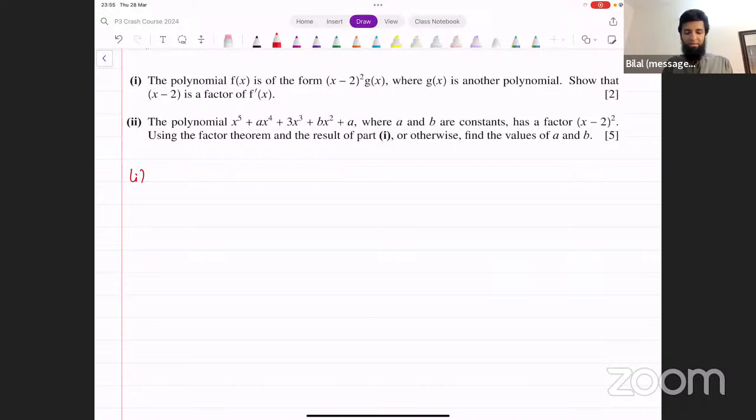The polynomial f of x is of the form x minus 2 whole squared into g of x. So we have a polynomial f of x, and they're saying it looks like this. f of x equals x minus 2 whole squared into g of x. That is f of x, where g of x is another polynomial. Show that x minus 2 is a factor of f dash of x, f prime of x. F dash of x is the derivative of f. Okay?